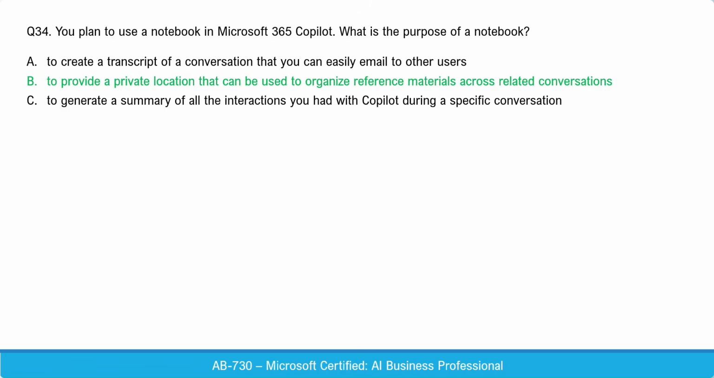Now let's look at why the other options are incorrect. Option A talks about creating a transcript that you can email to others. This is not the purpose of a notebook. Notebooks are not designed for exporting or sharing conversation transcripts. Option C mentions generating summary of all interactions in a conversation. While Copilot can summarize conversations, that functionality is separate from notebooks. So the key idea is that notebooks help you to organize context and materials across conversations. And that is why the correct answer is option D.